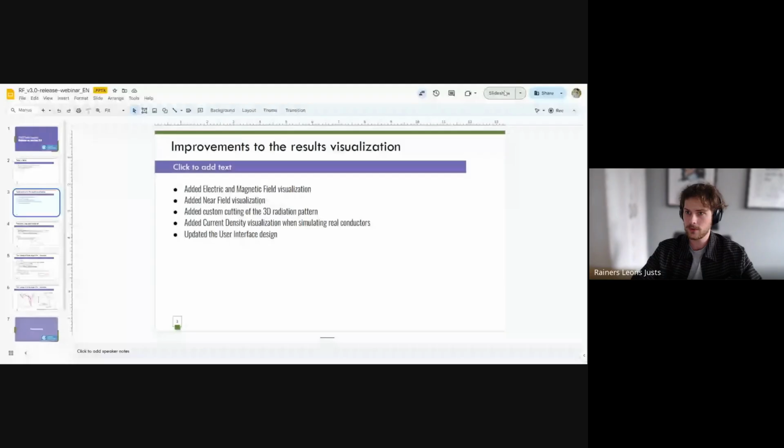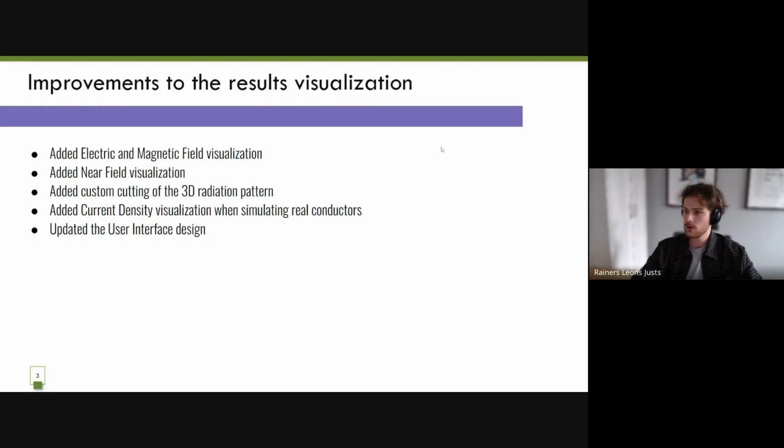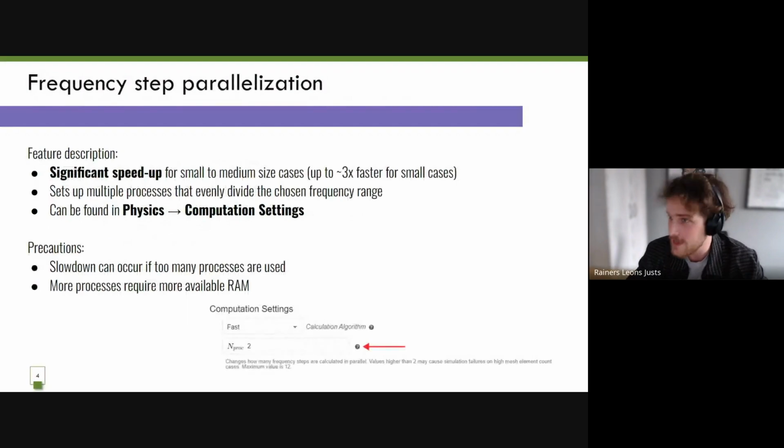So let me share again the presentation. And we can head on over to the next slide. So the next part would actually be the frequency step parallelization. What this feature does, or what was the intention for it, is to introduce a way for us to create a much faster calculation. So how is this done? What we basically do is the user would, in the physics section under computational settings, so the section where you define the frequency, you are able to define a number. And this number directly corresponds with the amount of frequencies that are going to be calculated in parallel.